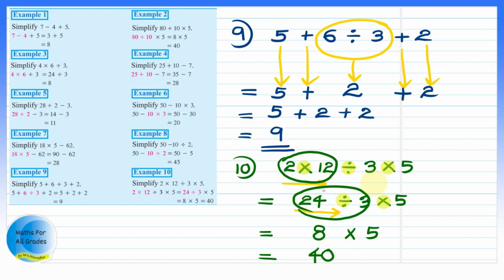Always try to solve questions step by step. Just do one calculation at a time. Then it would be easier to simplify these type of questions.